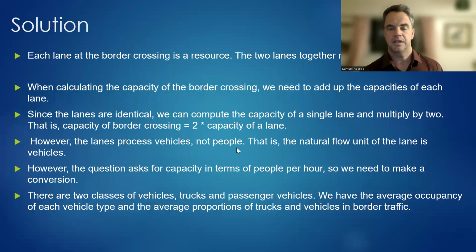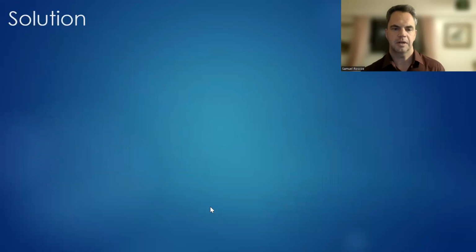However, the lanes process vehicles, not people, so that becomes important. That is, the natural flow unit of the lane is vehicles, whereas we're trying to get to people per hour. However, the question asks for capacity in terms of people per hour, so we have to make a conversion. So if we begin to look at how to solve this problem, there are 2 classes of vehicles. We know that there's trucks and passengers. We know that the average occupancy rate of each vehicle is 1.05 for a truck or 1.9 for a car.